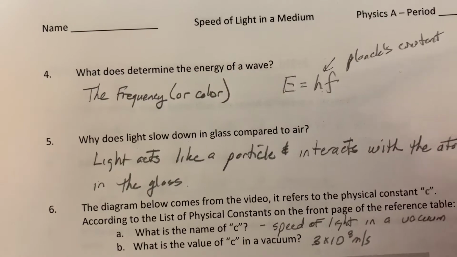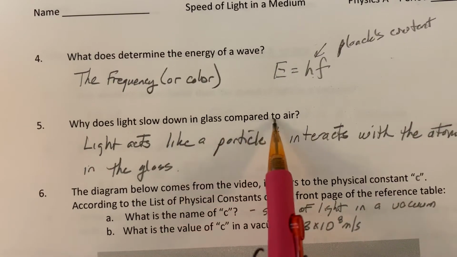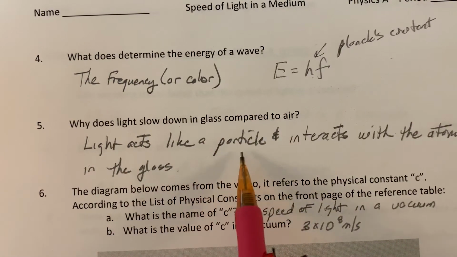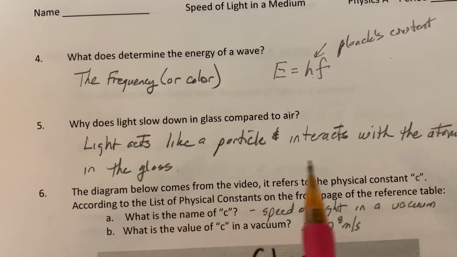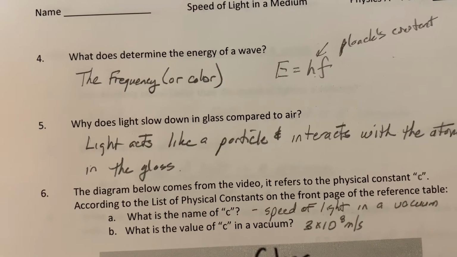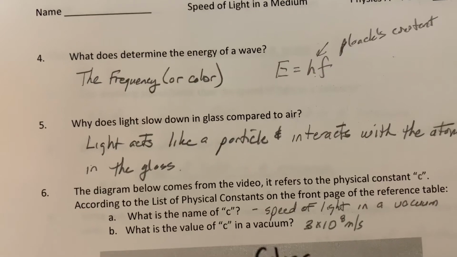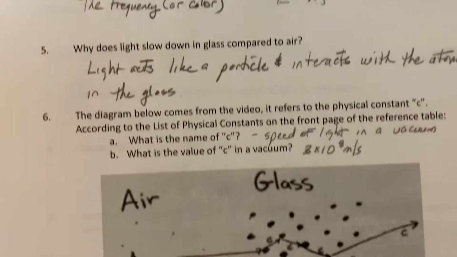It's called a photon. Now, why does light slow down in glass compared to the air? The light acts like a particle and interacts with the atoms in the glass. Basically, it gets caught up in the atoms. It gets absorbed and released, and that slows it down. In between the atoms, it's going to travel at the speed of light. Okay?